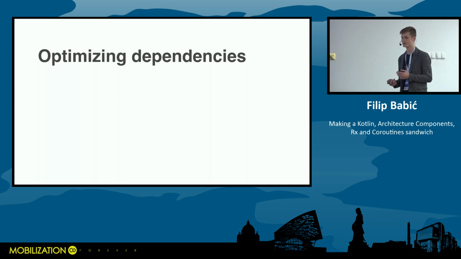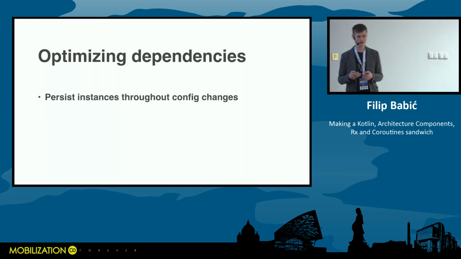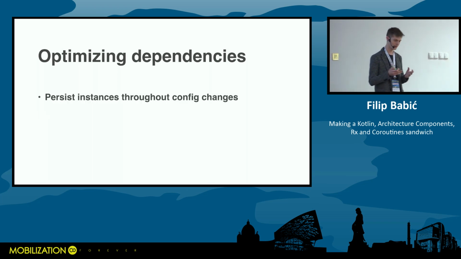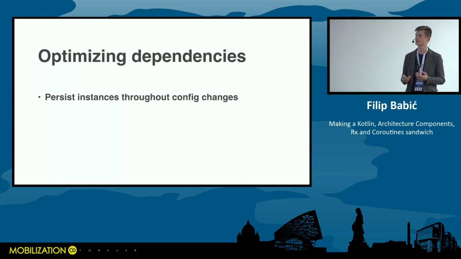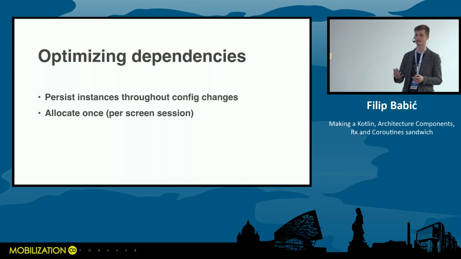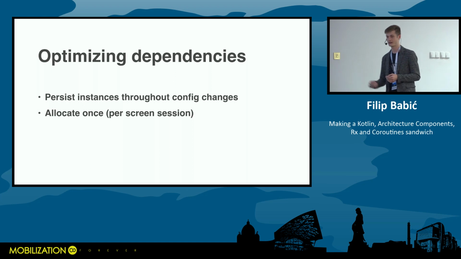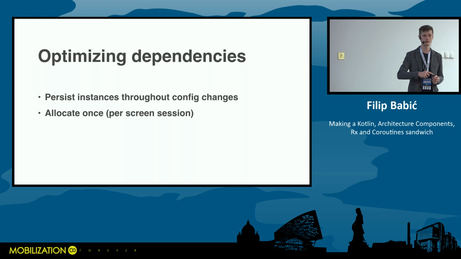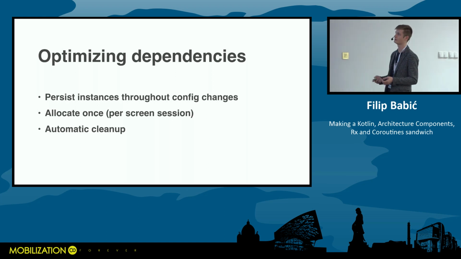So optimizing dependencies has a few steps. We want to persist instances like the business logic, like the repository, through config changes. We want to allocate them once, so we can reuse them. So when we rotate a screen on Android and everything dies, the instances don't die. Just the UI recreates, right? And then we put it per screen session, because after we leave the screen in full, you have to deallocate it, right? You have to clean it up.